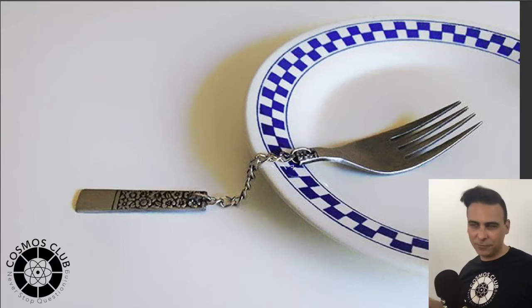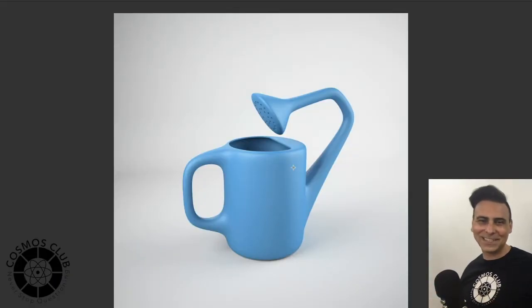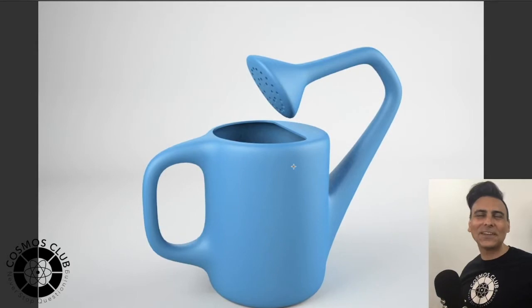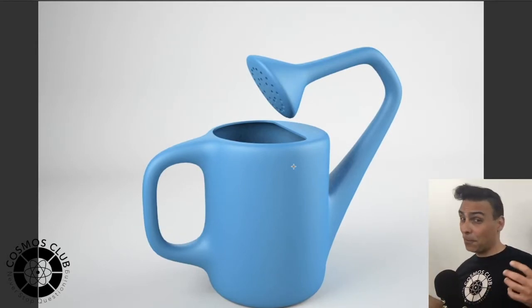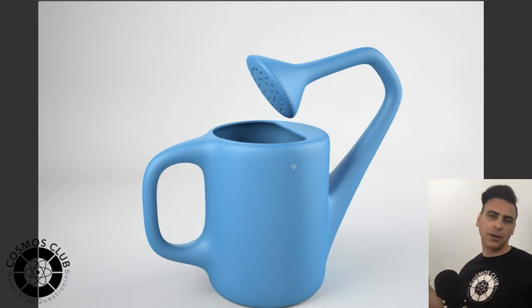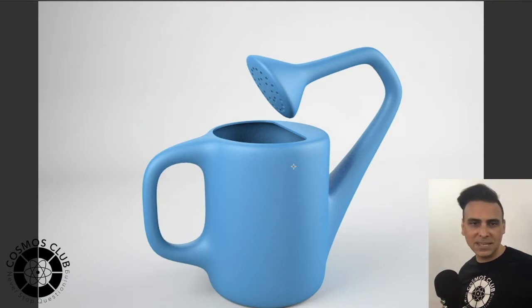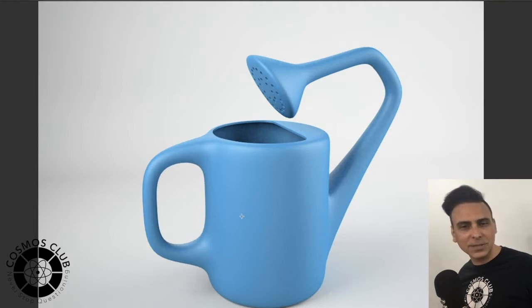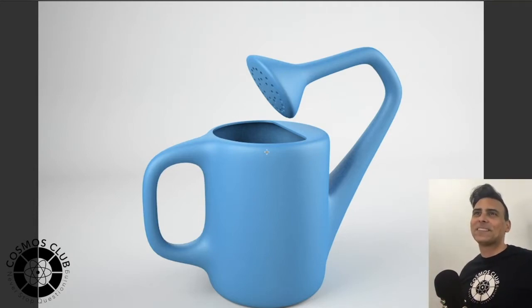So its primary function is eliminated by simply changing the form of its handle. This is a great one. You can very easily understand how this would not function well, because the whole purpose of this is to water your garden or whatever it may be. But if this is going to just flow back into itself when you tip it over, it's not very functional.